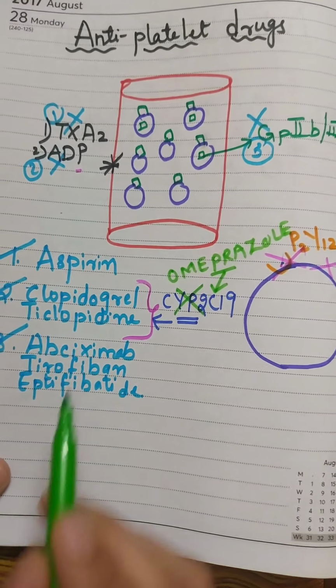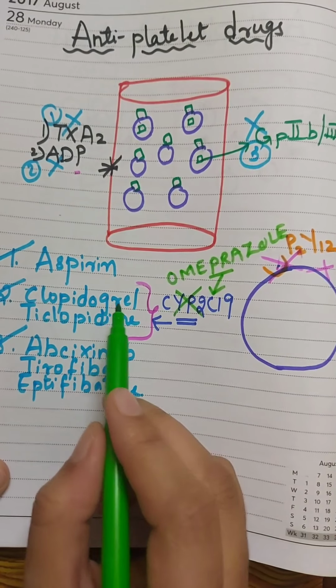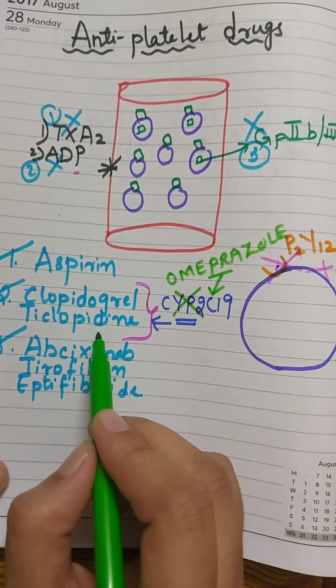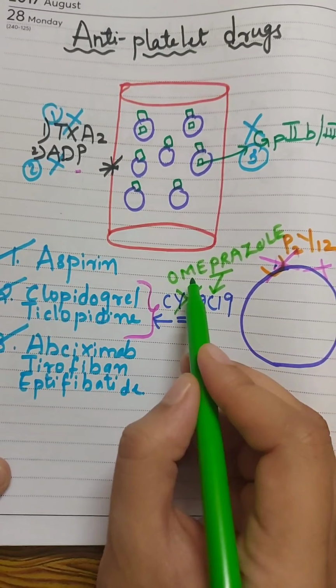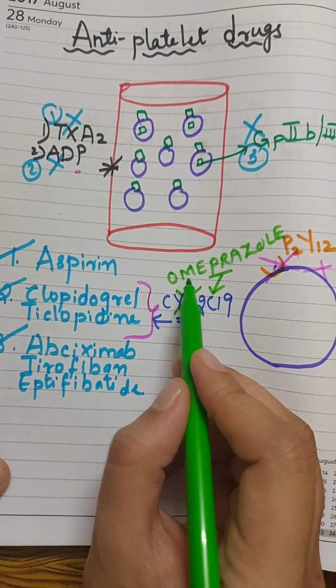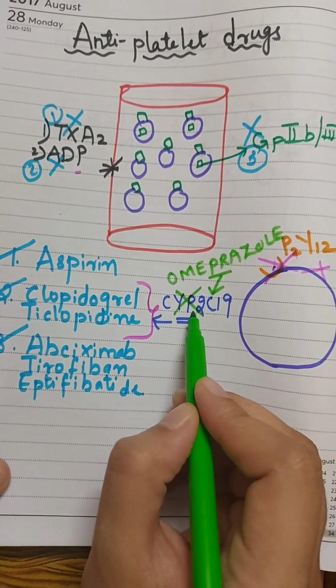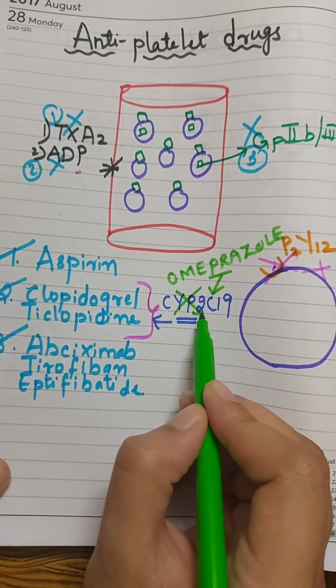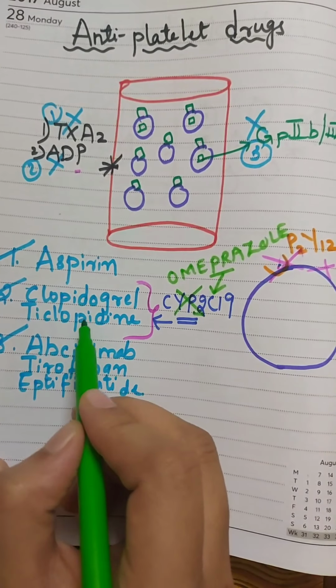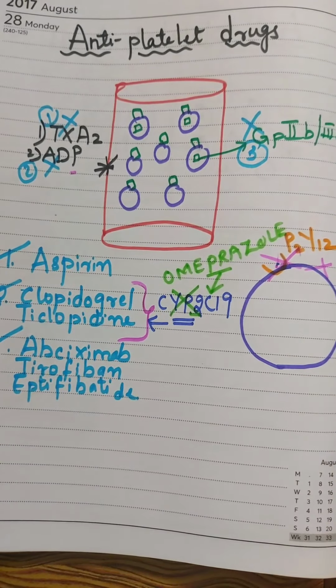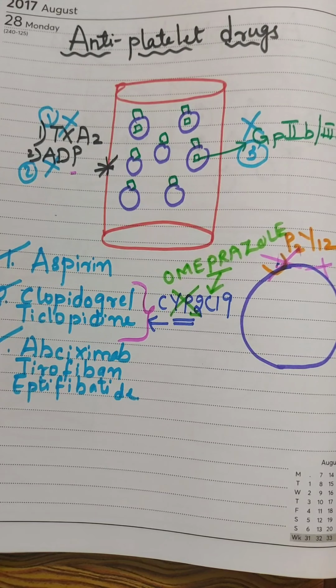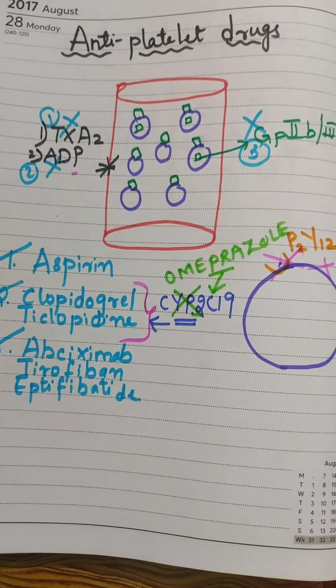So that's why whenever we are prescribing clopidogrel and ticlopidine to any person, it should never be given along with omeprazole. Why? Because omeprazole will inhibit this enzyme, and when this enzyme gets inhibited, these two drugs, which are prodrugs, cannot be converted into the active form of the drug. Okay, so this is about these two drugs.